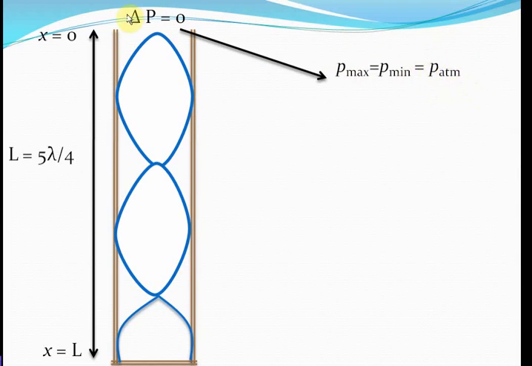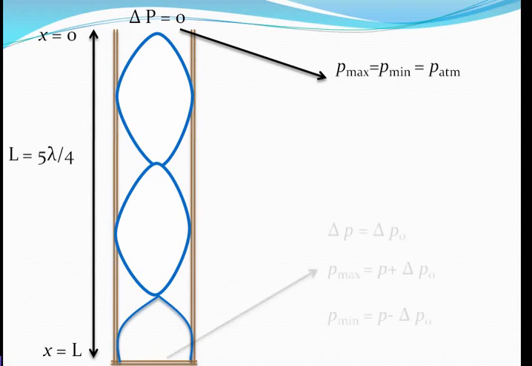Now we also know that the pressure difference at the closed end of a closed organ pipe is maximum because there is a pressure antinode here. So this place will have delta P maximum. And we know that the maximum value of delta P is clearly delta P naught, the amplitude of pressure variation, right?